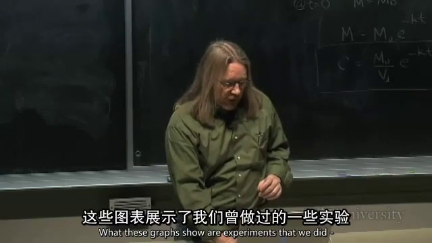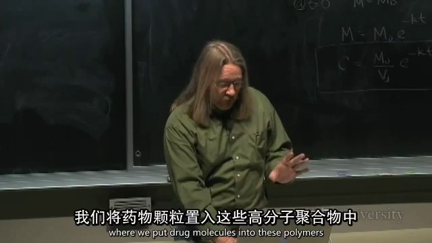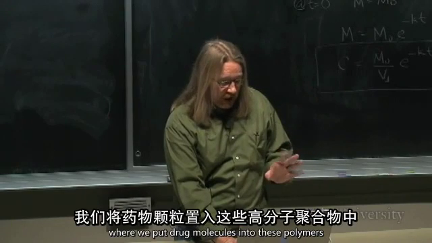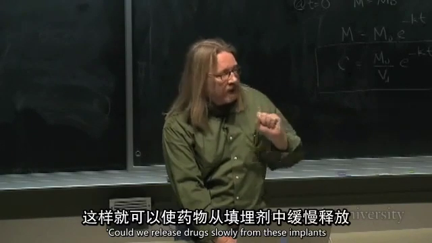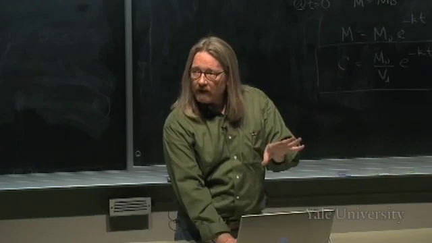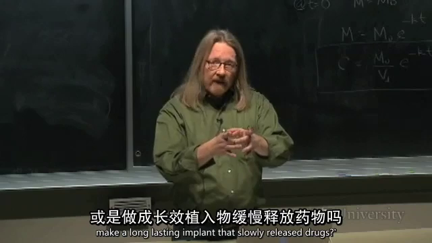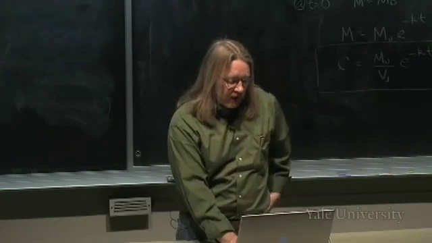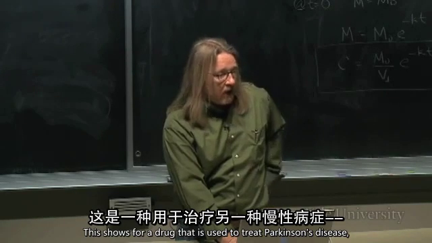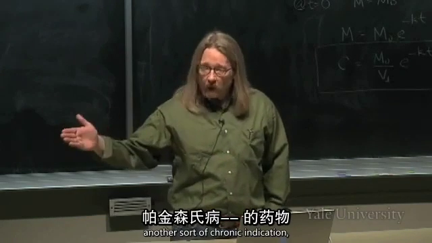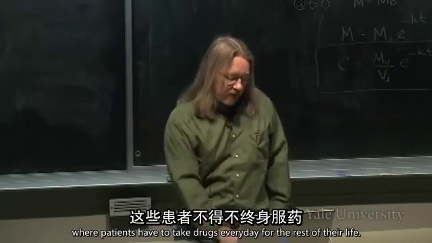And what these graphs show are experiments that we did. This was back in the late 1980s, where we put drug molecules into these polymers and then just dropped them into a test tube and asked the question, could we release drugs slowly from these implants, essentially make a long-lasting implant that slowly released drugs. And this shows it for a drug that is used to treat Parkinson's disease, another sort of chronic indication where patients have to take drugs every day for the rest of their life.